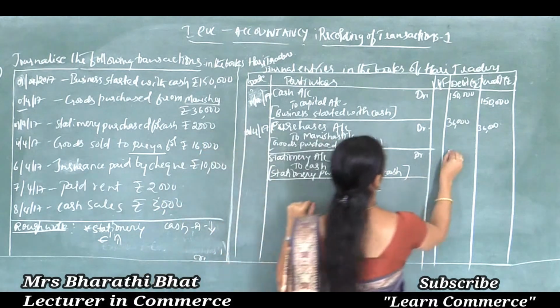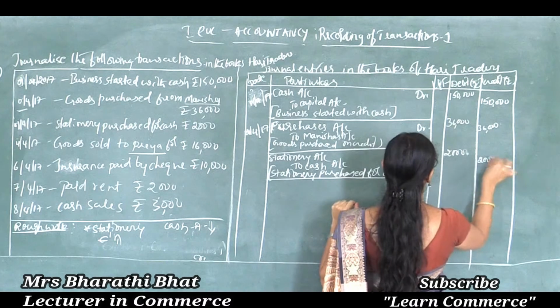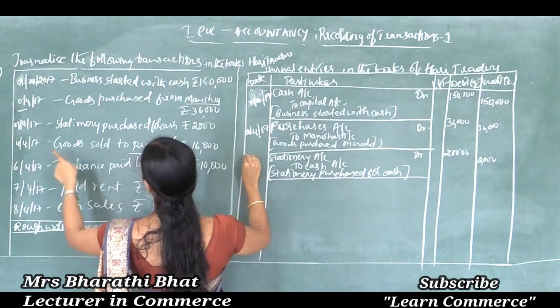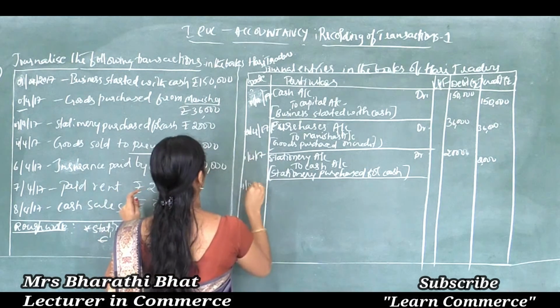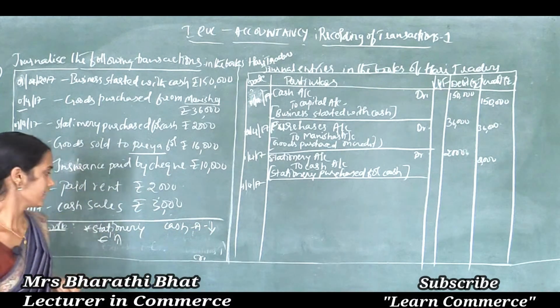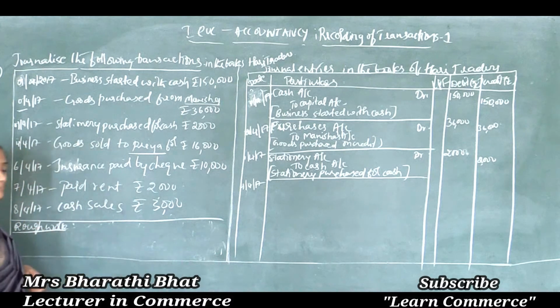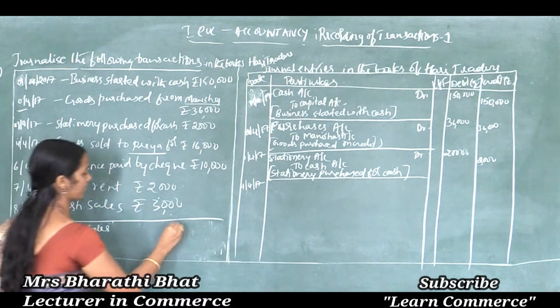Costing rupees 2,000. Date 1/4/17. Next, 4/4/17. Goods sold to Priya. Here also a person name comes. Goods sold to Priya. Here there are two accounts, one is sale, another one is Priya.